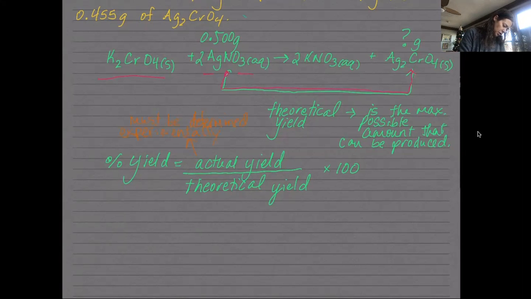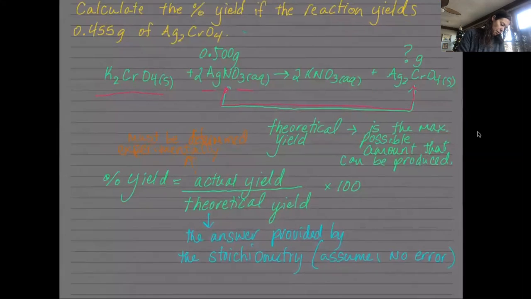The theoretical yield is the answer provided by the stoichiometry, right? It's the scientific answer. It's assuming there's no error, but there's always error, right? So when you go in the lab, there's always error. We try to minimize it, okay? So let's apply that to this problem.